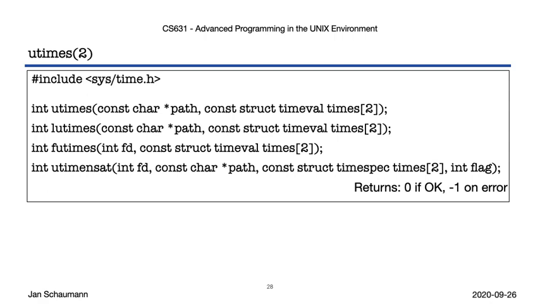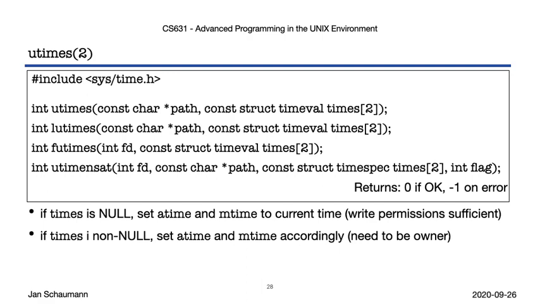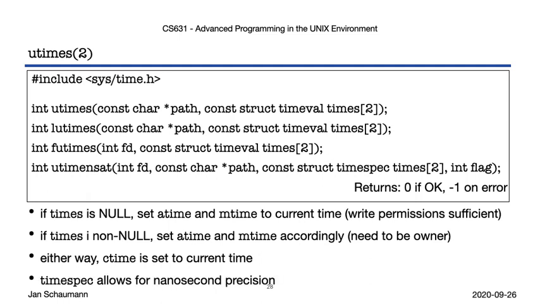The second argument to utimes is a two-element array of time values, one for the atime and one for the mtime. If you pass in null, then you get the current time, and for that, write permissions are sufficient, as we've seen. If you do pass a time value, the function sets the atime and mtime accordingly, but requires ownership of the file in question. Either way, ctime is set to the current time, as something was modified about the file. Finally, there are variations that allow for nanosecond precision, and the utimensat call supports those via the timespec instead of the timeval argument.